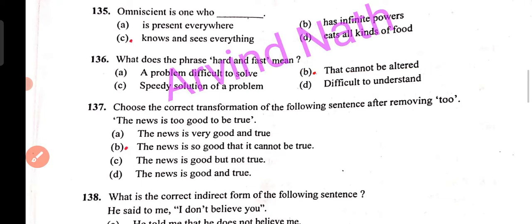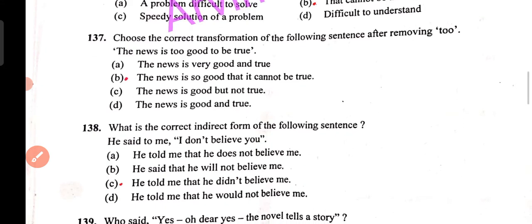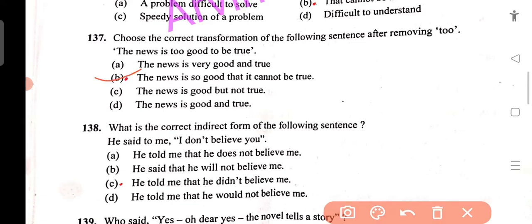Now the question number 137. Choose the correct transformation of the following sentence after removing too. The newspaper is too good to be true. So its answer will be option number B. The news is so good that it cannot be true.